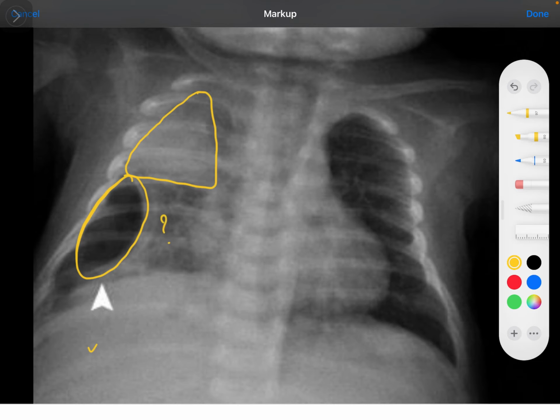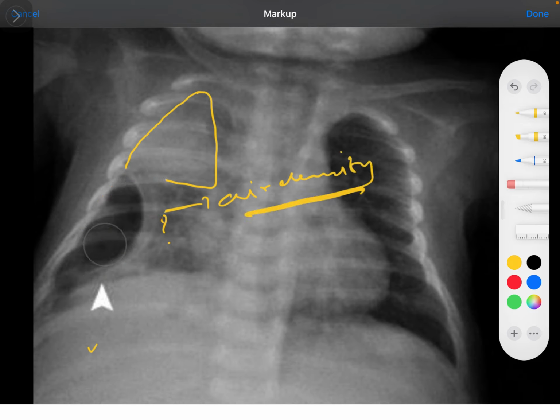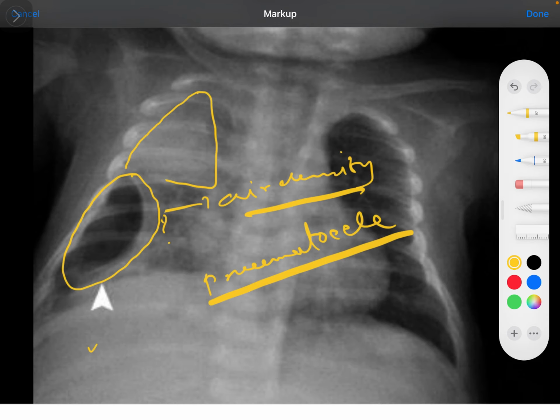You can see that there are no vascular markings here. So this is the air density, right? So this is aggregate, and you can see that this forms the cavity here. Okay, so this is an air filled cavity. So what is this? This is pneumatocele. So pneumatocele is nothing but the air filled cavity inside the lung.